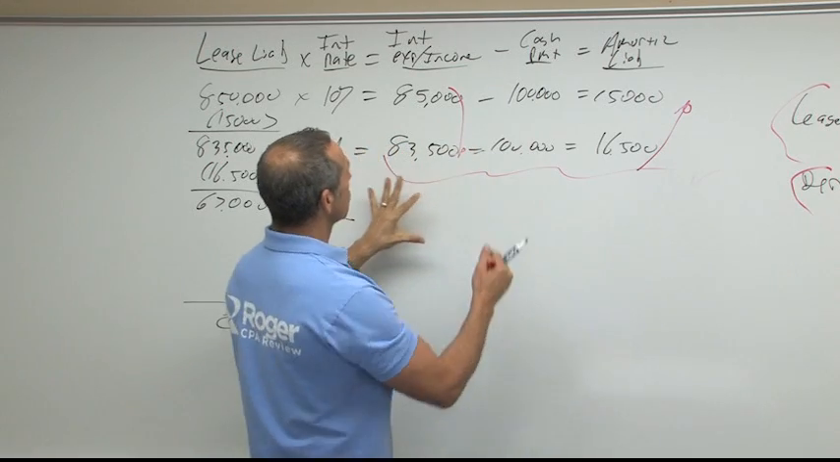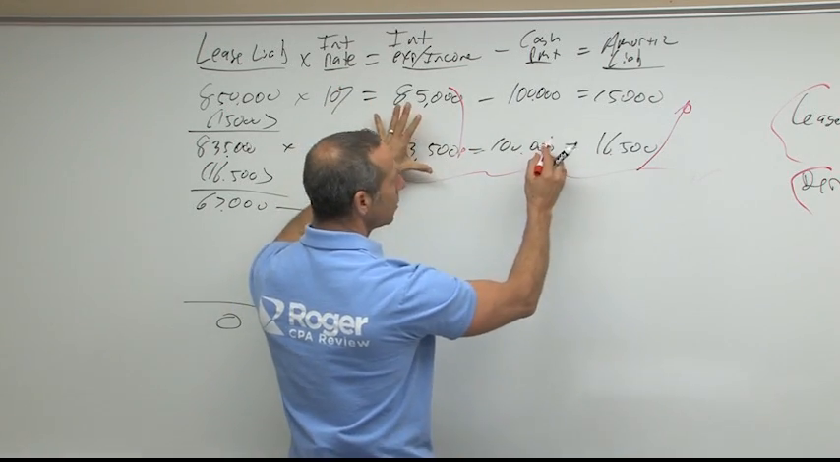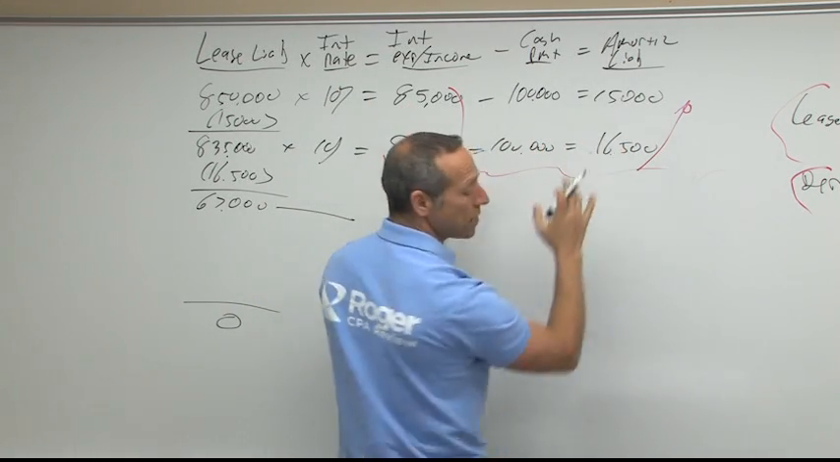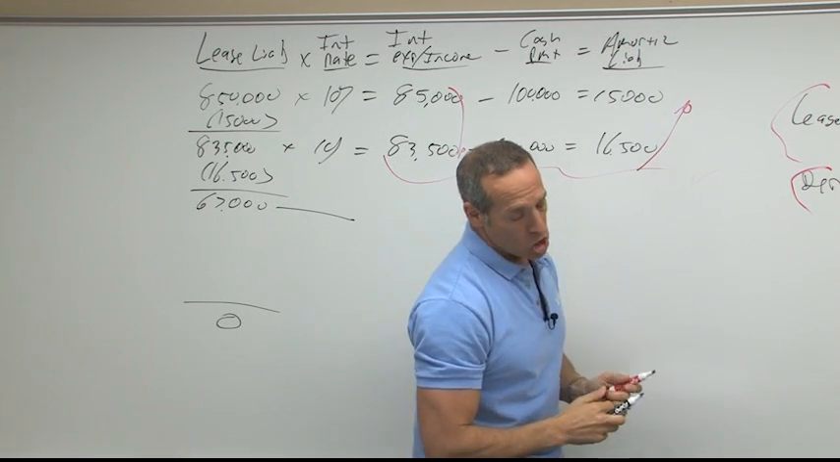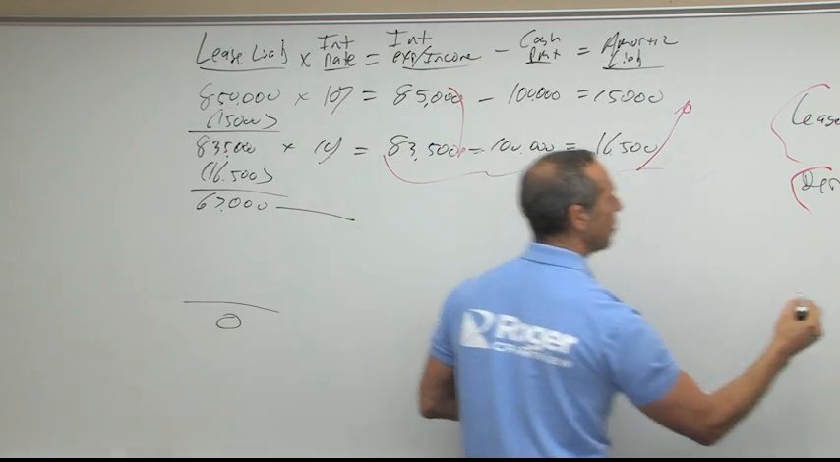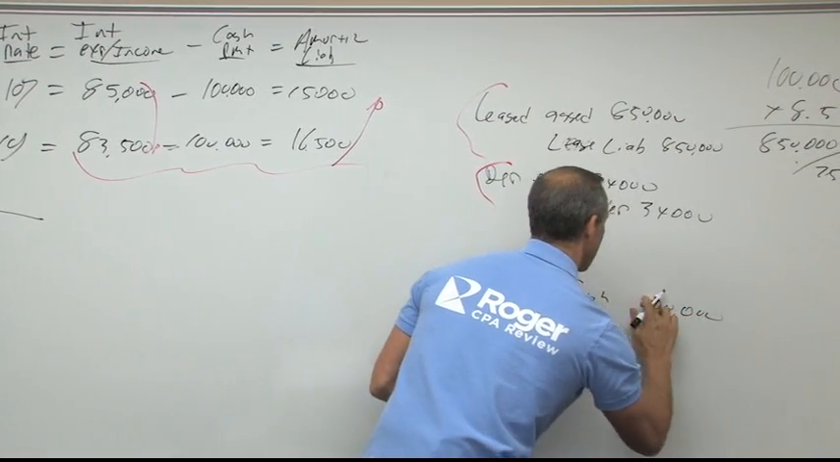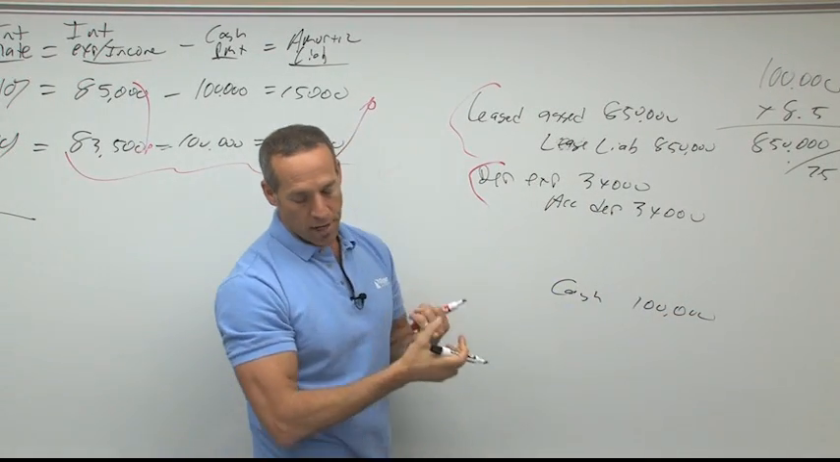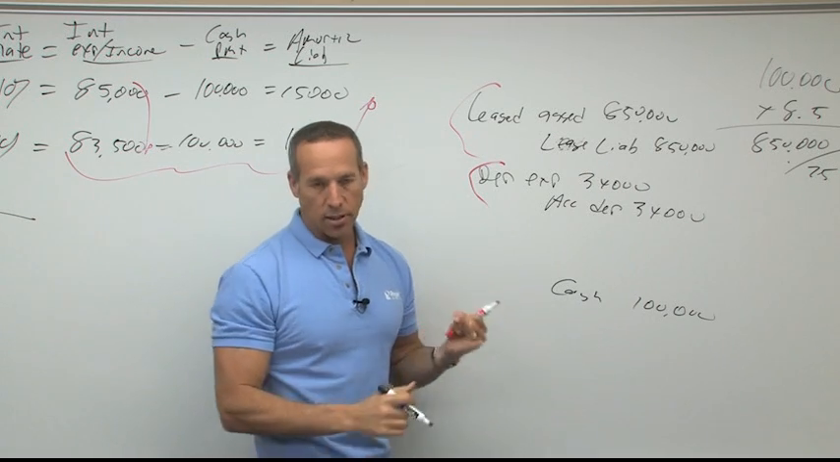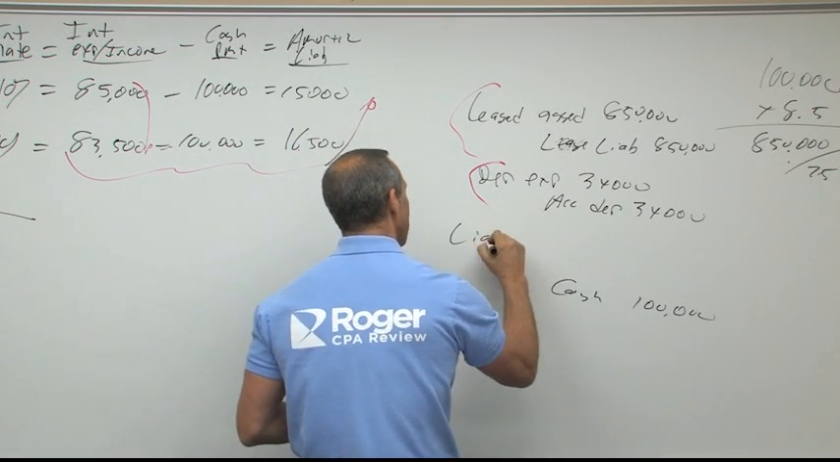All right, what's our journal entry? Journal entry comes right out of here. So we've got the amortization of that amount. So every year as we make our cash payment, we're going to pay cash of $100,000. Then we're going to take it out of interest expense and lease liability. So our lease liability is going to go down.